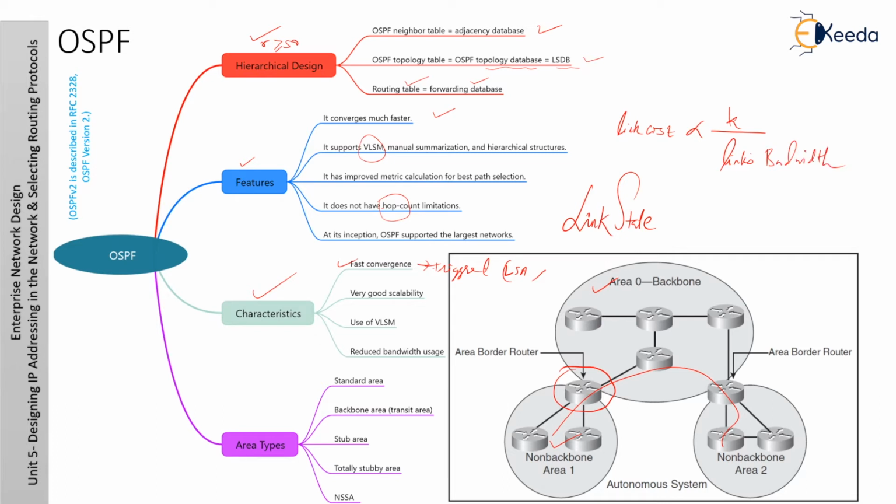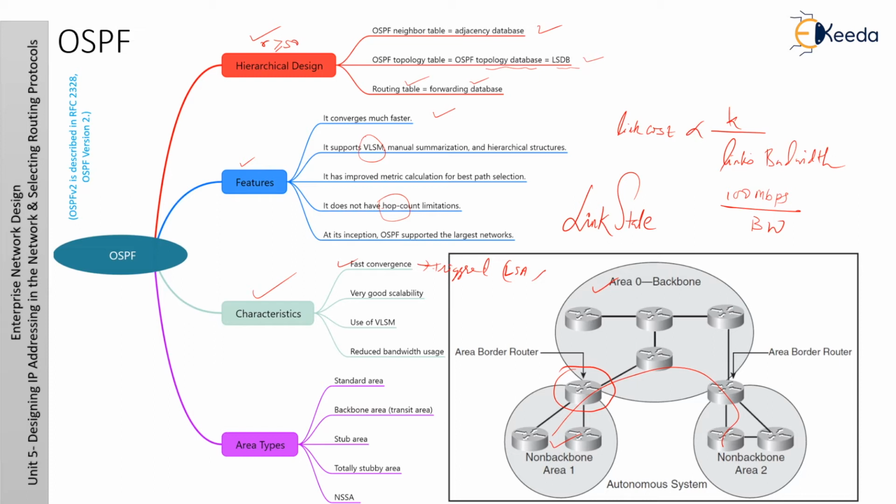By default, the cost in Cisco routers is calculated using the formula 100 Mbps divided by the bandwidth in Mbps. Like a 64 kbps link has a cost of 1562. Okay, a 64 kbps link has a cost of 1562 and a T1 link has a cost of 64. However, this formula is based on a maximum bandwidth of 100 Mbps, which results in a cost of 1.